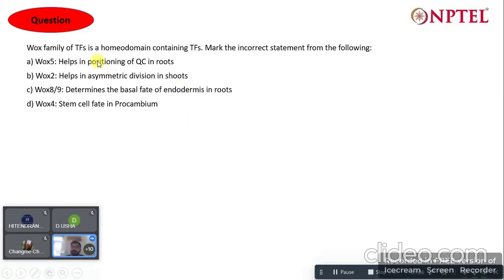So, VOX family of transcription factors is a homeodomain containing transcription factors. So, mark the incorrect statement from the following. So, VOX5 helps in positioning of the QC in roots. Okay. VOX2 helps in asymmetric division in shoots. VOX8 or 9 determines the basal fate of endodermis in the roots, or VOX4 stem cell fate in procambium. So can anybody take a guess? Option C, sir. Okay, any more guesses?